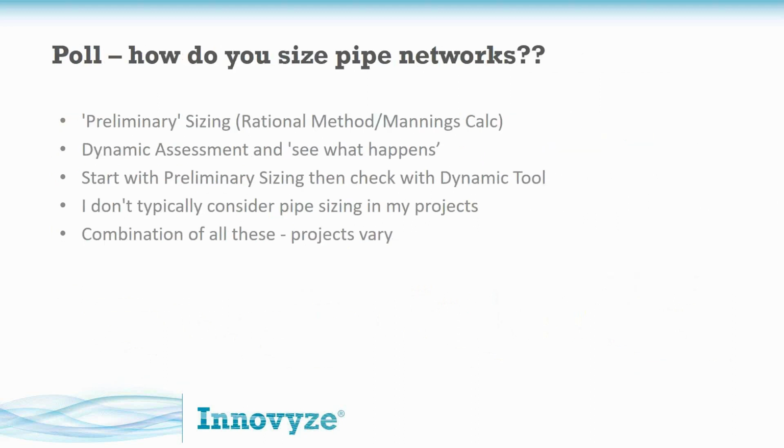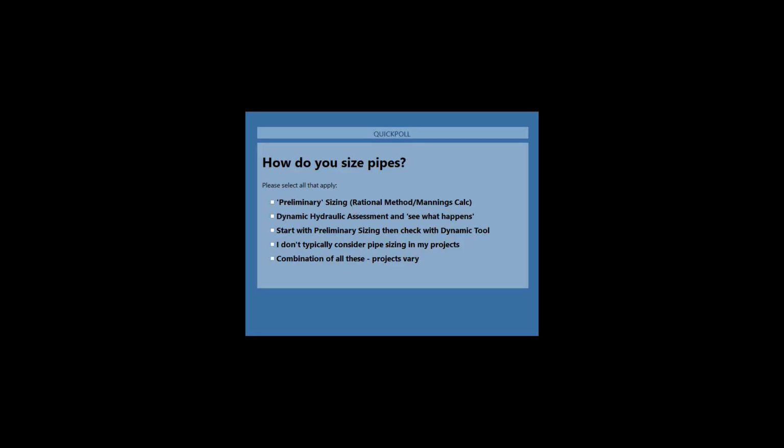So I have a poll. I'm always really curious to hear who has joined the webinar, what they think. So I'm going to launch a poll, and you can interact with this and click. Basically, it's how do you size pipe networks? All the way at the bottom of the list, you really do a combination of everything you've just seen, or perhaps second from the bottom, that you don't usually size pipes on your projects.